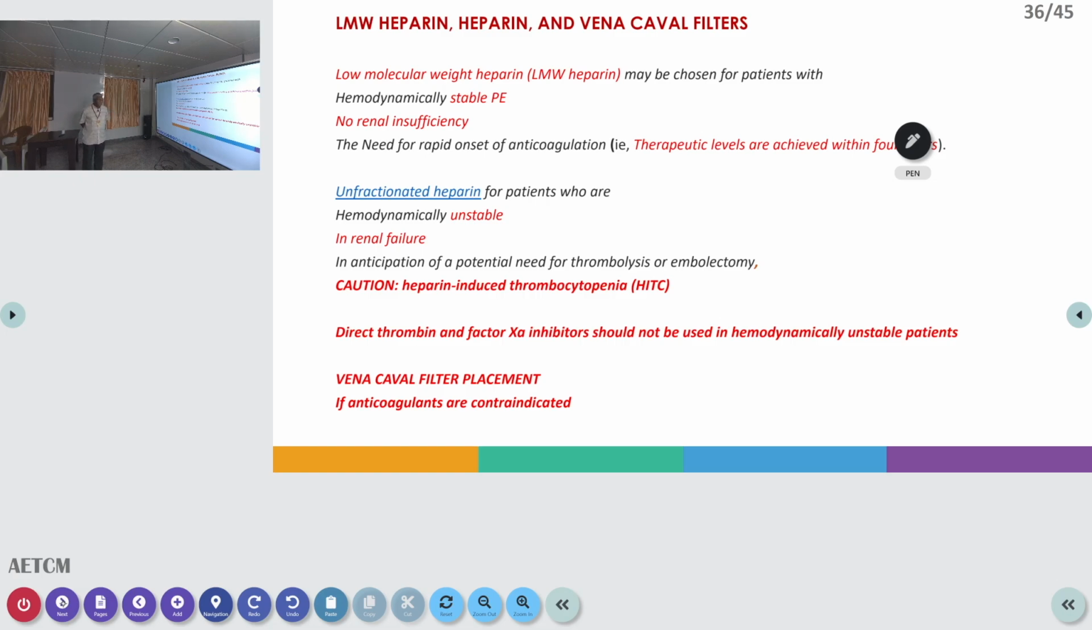Yet another treatment modality is the vena cava filter placement, in case anticoagulants are contraindicated. The placement of the vena cava filter in the appropriate place will prevent further thrombi from reaching the heart. So it will be filtered and prevented.